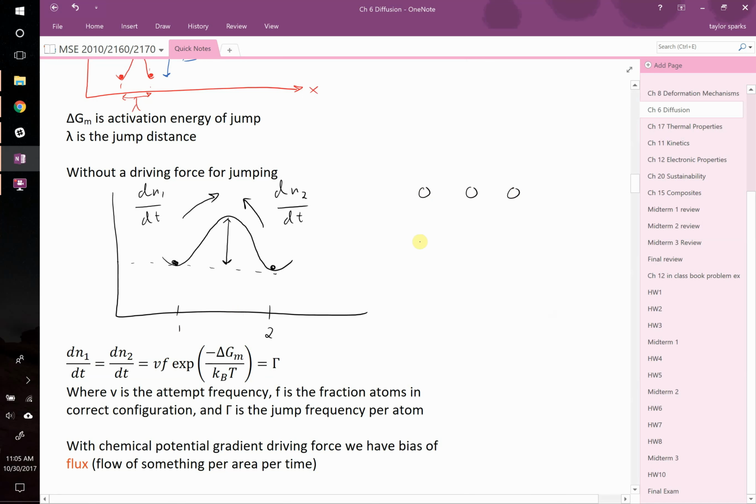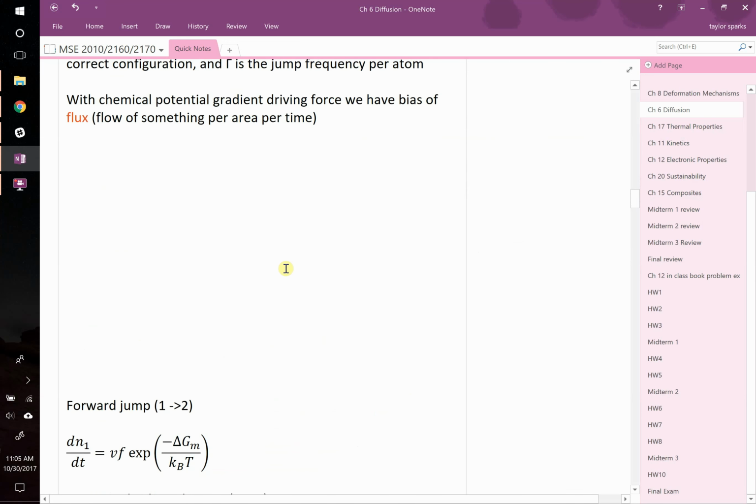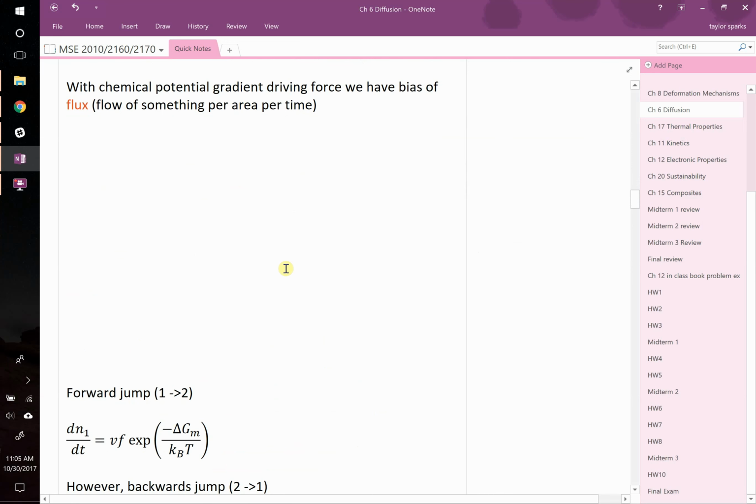You've got these different sites, right? Imagine that you've got this setup. That's a vacancy. These are all atoms. So if you're talking about going from site 1 to site 2, f basically takes into account what's the fraction of sites that are available, that are in the right configuration where there's an empty spot, for example. Okay? Now let's reconsider this scenario, but this time with a chemical potential gradient driving force, and now this is going to bias flux. Flux is the flow of something per area per time. We're going to come back to that a lot.